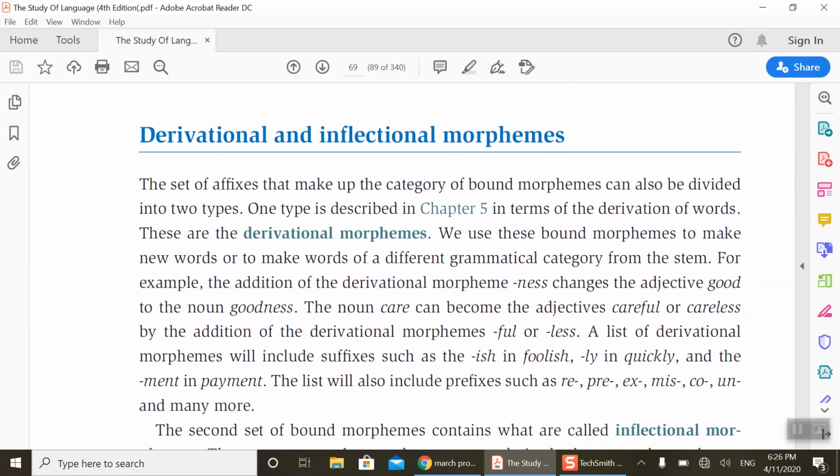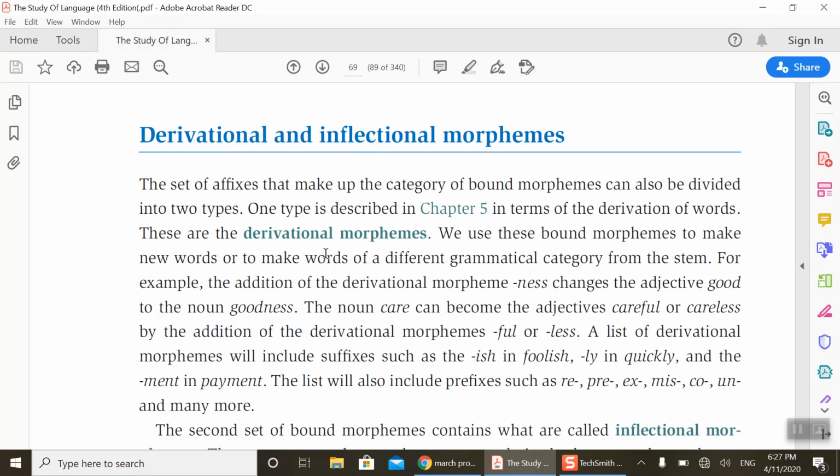Here we also have another difference between derivational and inflectional morphemes. The set of affixes that make up the category of bound morphemes can be divided into two types, explained here in chapter 5, derivation. These are the derivational and inflectional morphemes. In Arabic, derivational يعني اشتقاق, inflectional يعني تصريف, from its name.